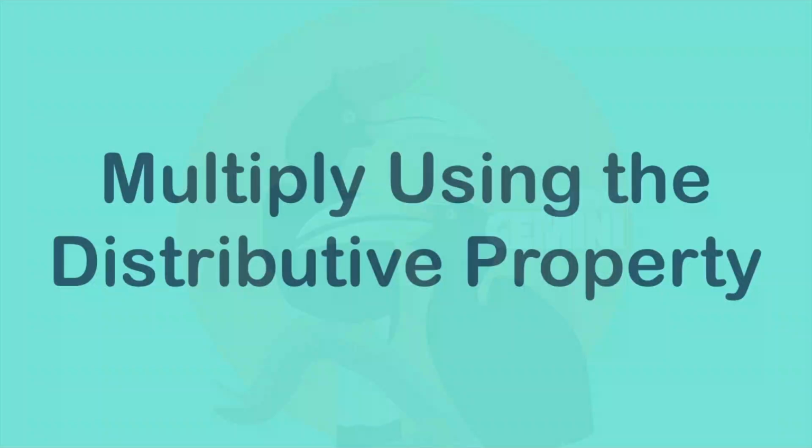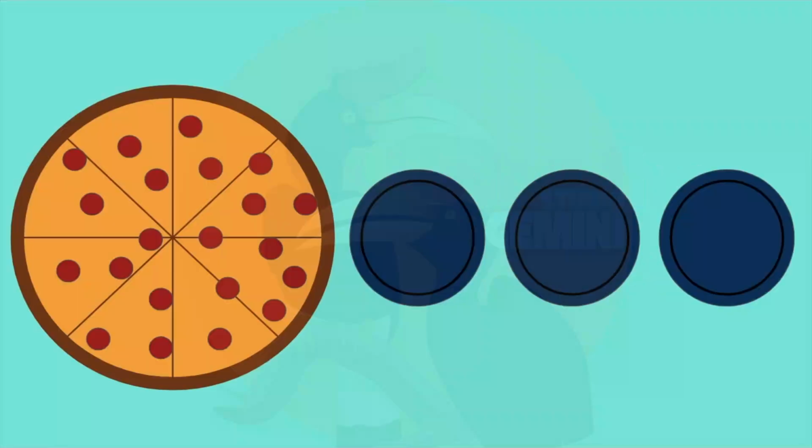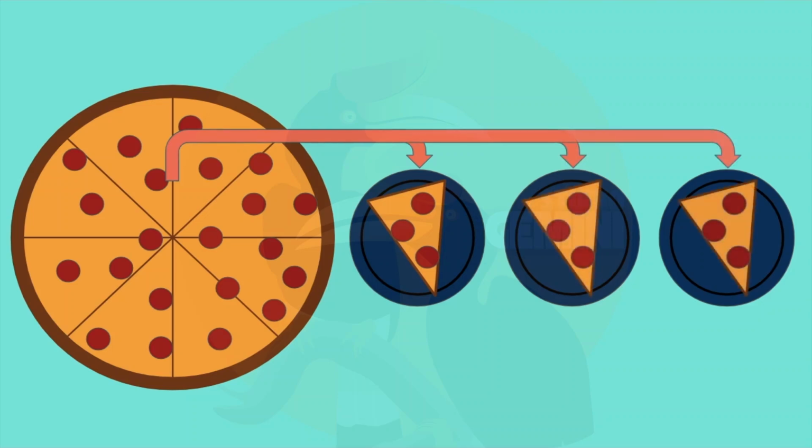In this video, you will learn how to multiply using the distributive property. But what does distribute mean? To distribute is to give a share of something to each member of a group. For example, if you want to share pizza with your friends, you would distribute a slice to each of your friends.